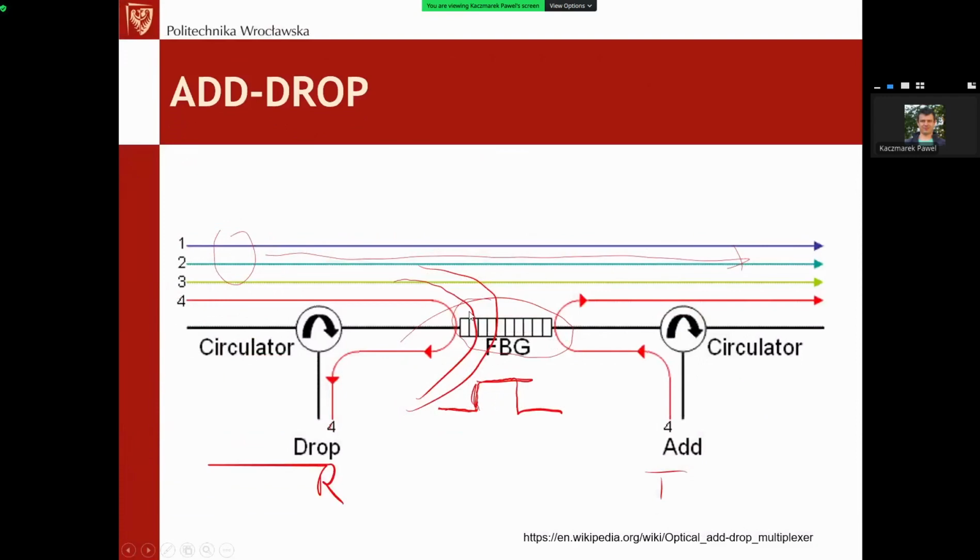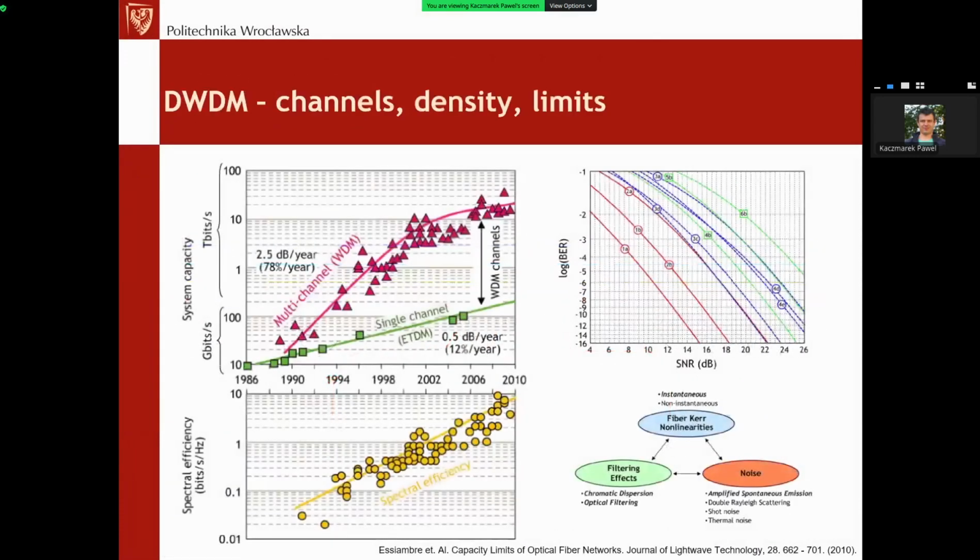Regarding this WDM technique, the next slide will show you additional issues connected with this fiber and system capacities regarding the spacing between the channels, the single channel capacity, and multi-channel. You can see the increase in the amount of information, the capacity, when they started to develop systems using multiple optical channels versus single channel transmission.